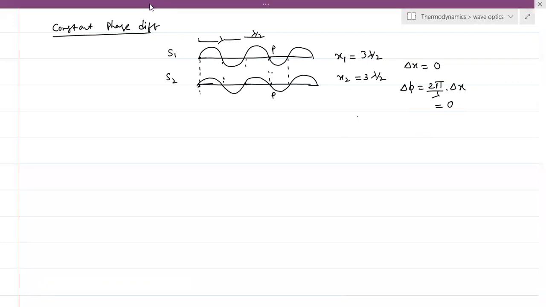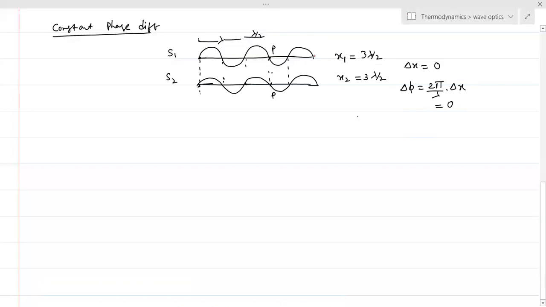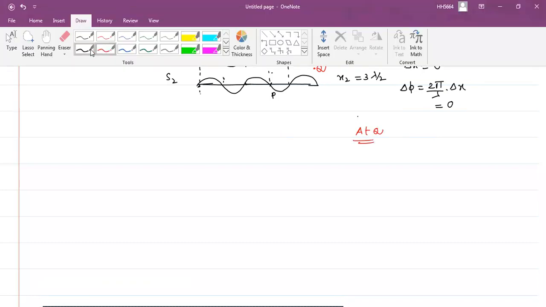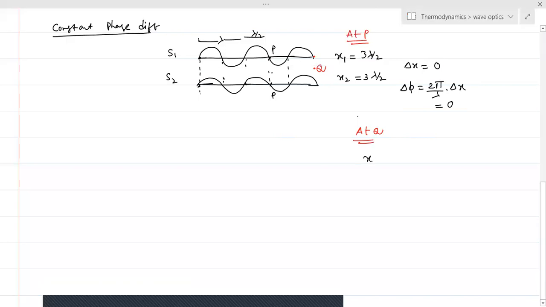And after some time we are taking another point, let us say Q here. At this point I am taking Q. So this is the discussion at P we are taking, and this is the discussion at Q we are taking. So at Q, we are searching for the path covered by the first wave.